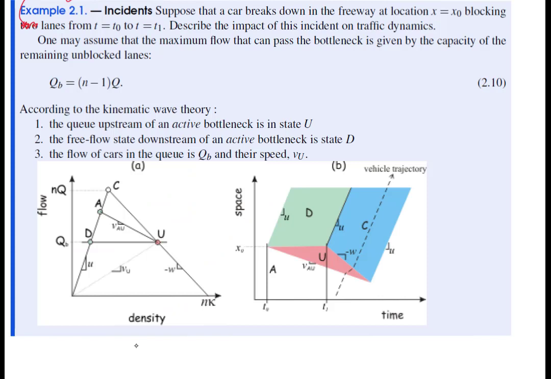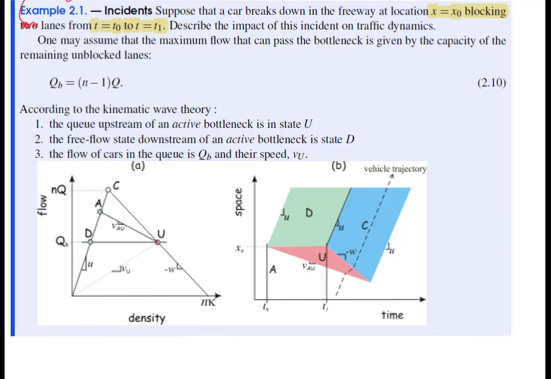Okay, so in this example, we have an incident that happens on an n-lane freeway at location x1. Now it blocks only one lane. I'm going to correct that, so it's only one lane from t equals t naught to t equals t1. And we need to describe what happens.